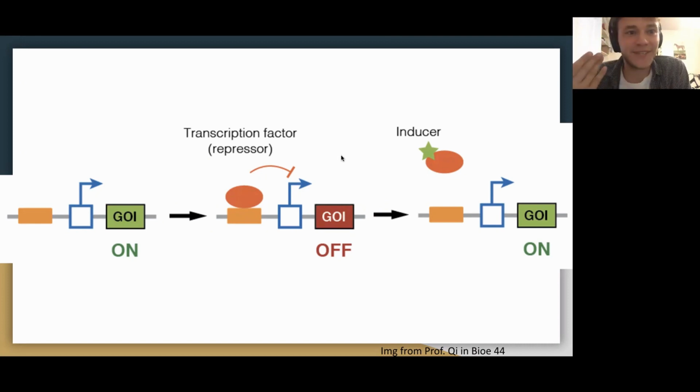When something binds to it, it conformationally changes this transcription factor, so the protein changes in a way that it can no longer bind to the operator region. This allows the promoter to then be bound and activates the gene of interest. So this is off to on.